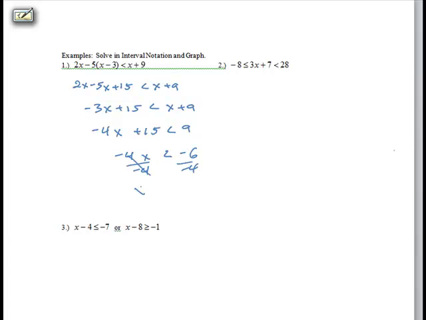And here we're dividing by a negative, so we have to flip that inequality sign. Less than is going to become greater than. So we solve the inequality. X is greater than 3/2.